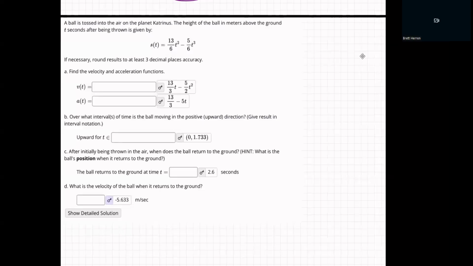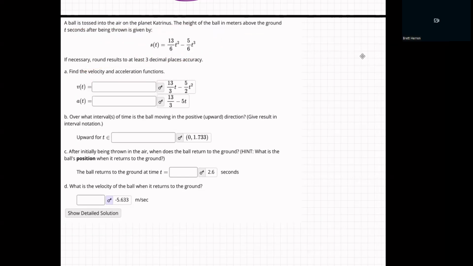This question talks about a ball being tossed into the air on the planet Katrinas. The height of the ball in meters above the ground, t seconds after being thrown, is given. So that's the height. Find the velocity and acceleration. Okay, so I think you probably know how to do that already.